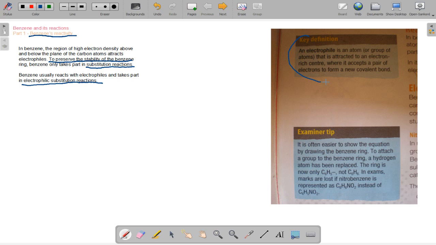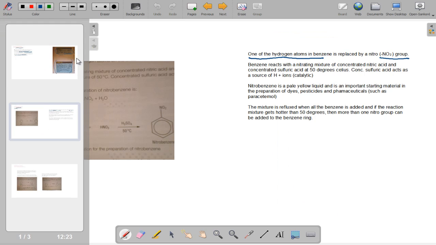So, key definition here is an electrophile. It is an atom or group of atoms that is attracted to an electron-rich center, where it accepts a pair of electrons to form a new covalent bond. I'll come back to this examiner tip in a bit once I show you some of the reactions of benzene.